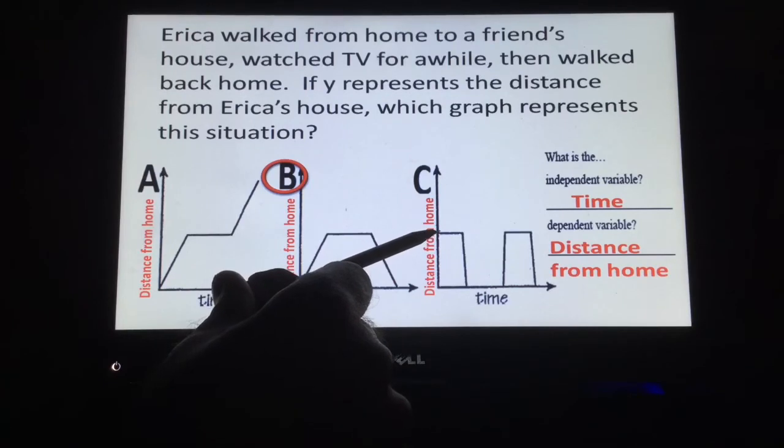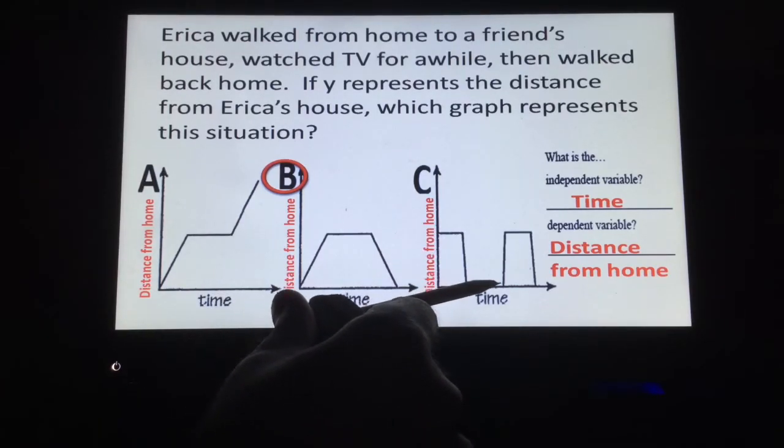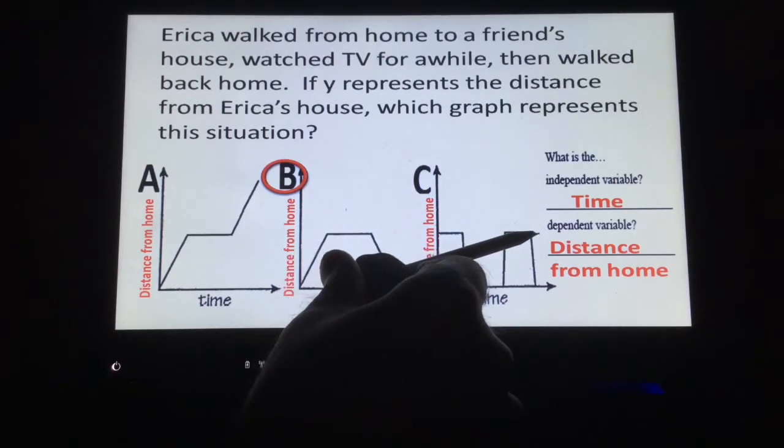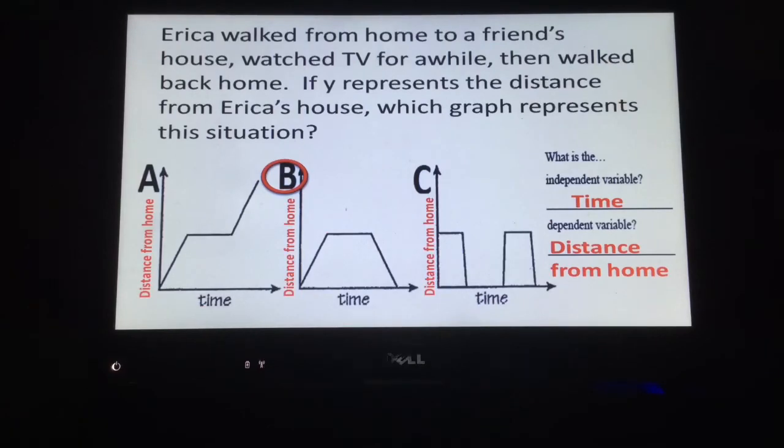Okay, so she's not at home. She stays somewhere. She does go home, stays at home, goes somewhere else, stays there, then goes home. So this one was way off. Okay. Let's go ahead and look at the next one.